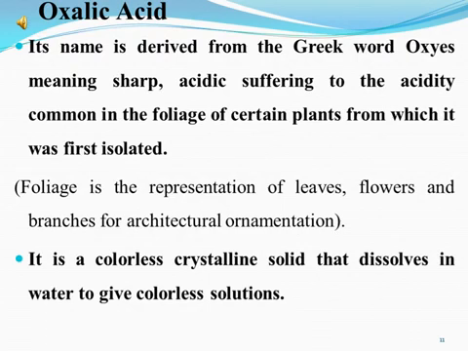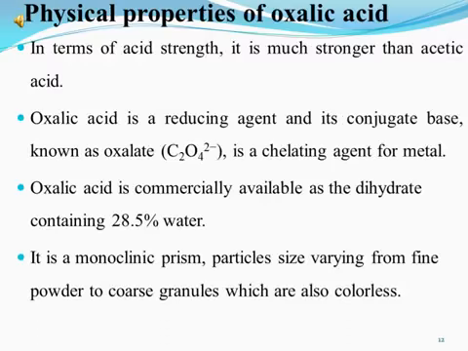It is a colorless crystalline solid that dissolves in water to give colorless solutions. In terms of acid strength, it is much stronger than acetic acid. Oxalic acid is a reducing agent, and its conjugate base, known as oxalate, is a chelating agent for metals.